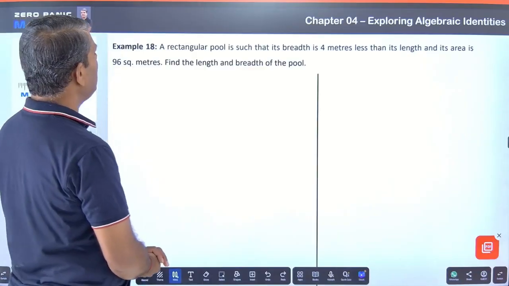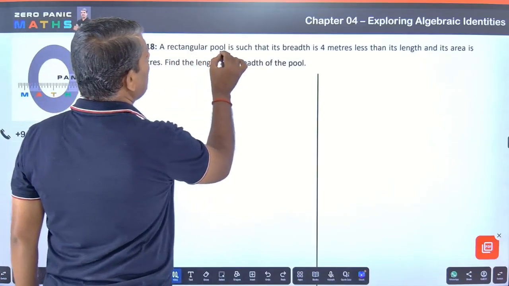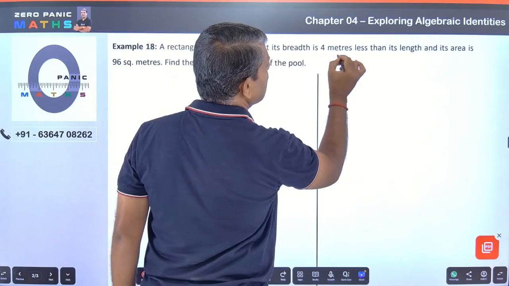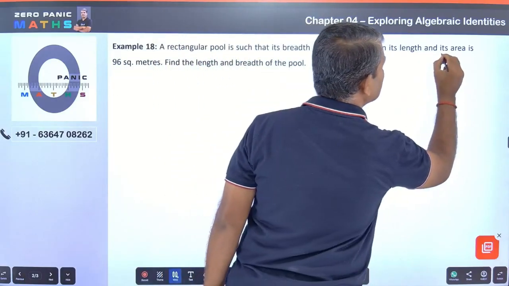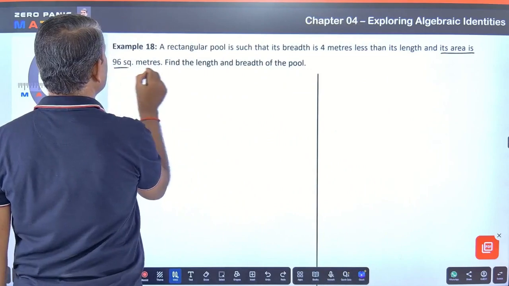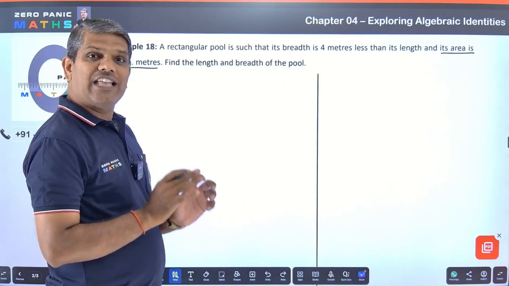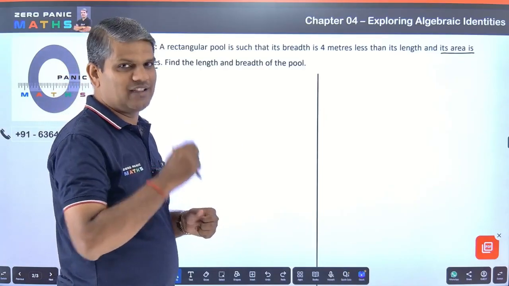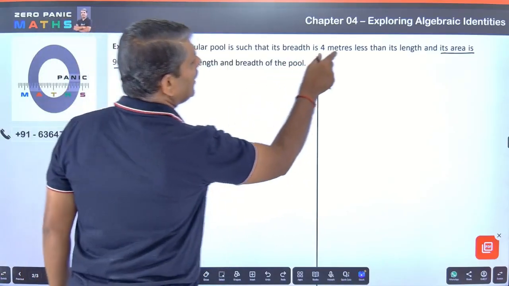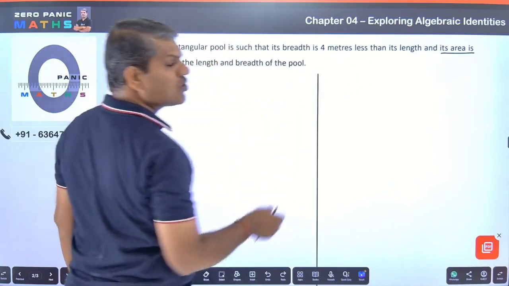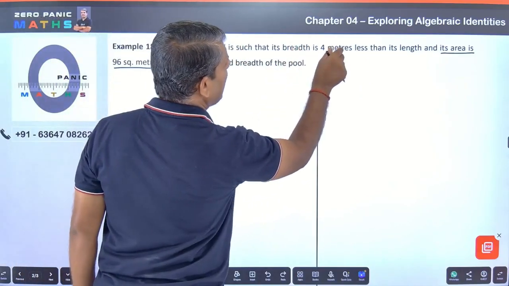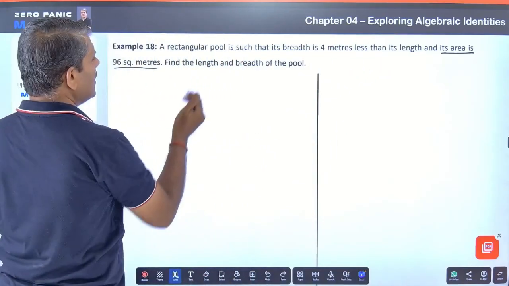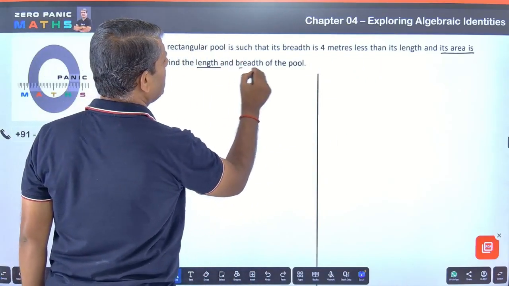Example 18. A rectangular pool is such that its breadth is 4 meters less than its length, and its area is given here. Area is 96 square meters, and you know that you will get area by multiplying length and breadth. So let us represent the length in terms of x and breadth as x minus 4, because it says breadth is 4 meters less than its length. We have to finally find the length and breadth of the pool.